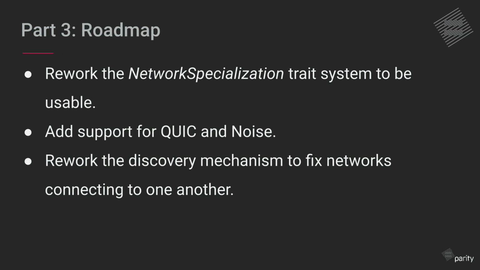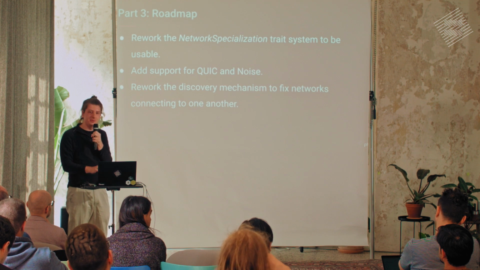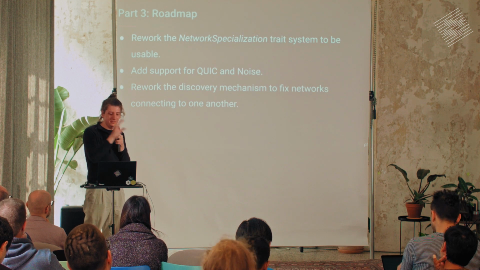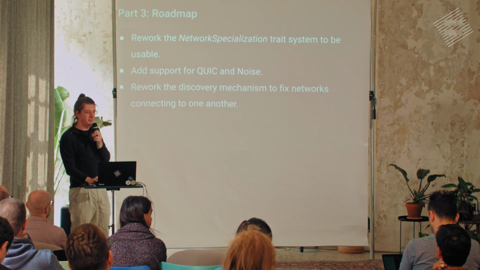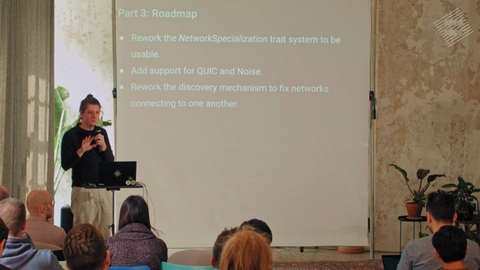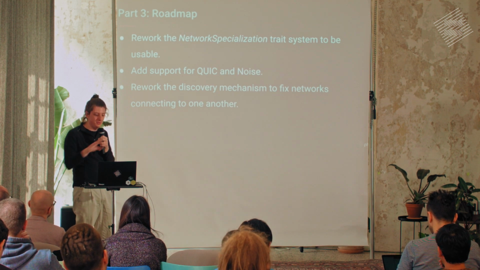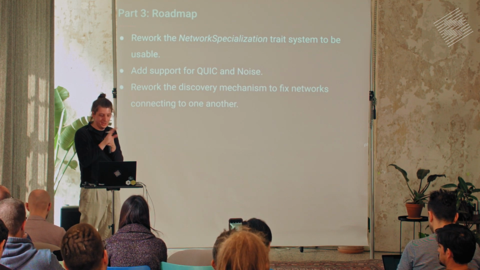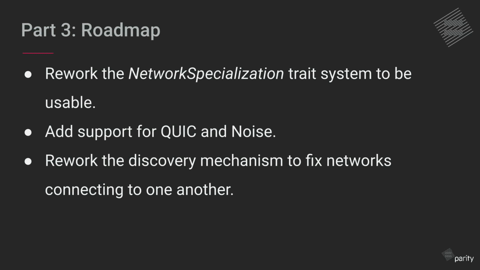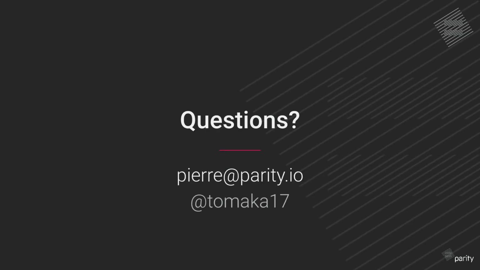We also want to rework the network specialization trait. Depending how far you went into the code, you might have seen it or not. Right now, it's this very weird work-in-progress thing that's not really usable in practice. We want to make it actually usable, which will make it possible to have your own network on top of the P2P network in your blockchain network. We want to add support for QUIC and Noise, and we want to rewrite the discovery mechanism in order to fix these IPFS nodes attacking us. And that's it. I was very quick.